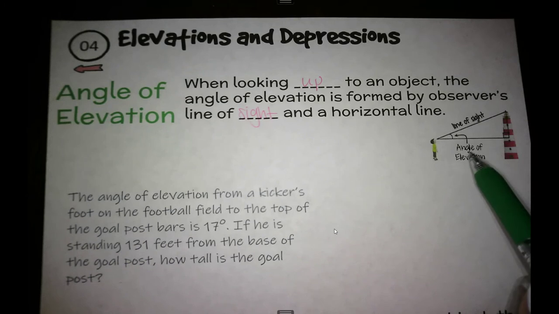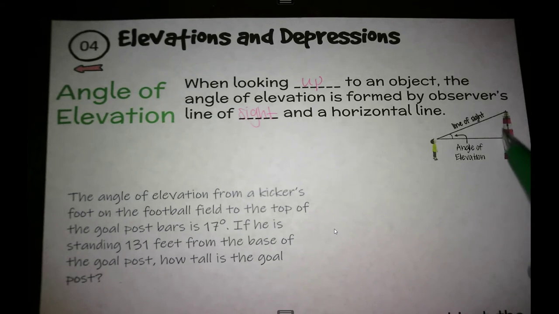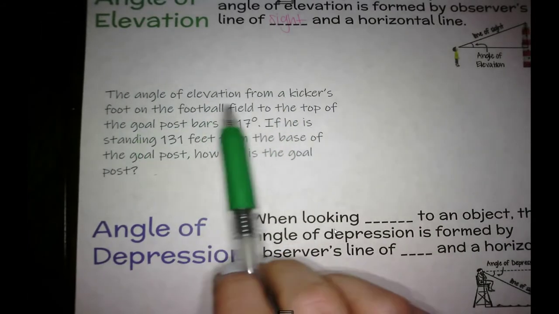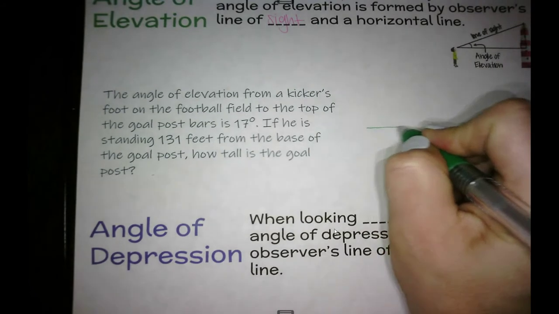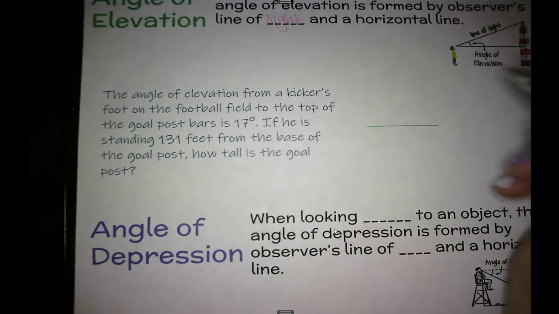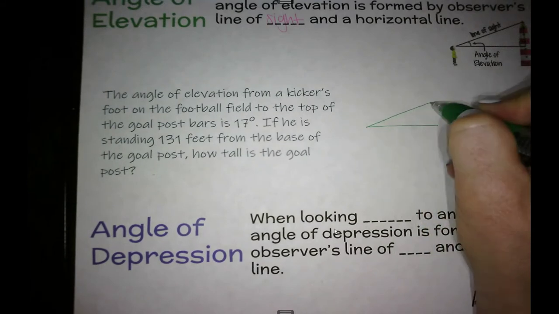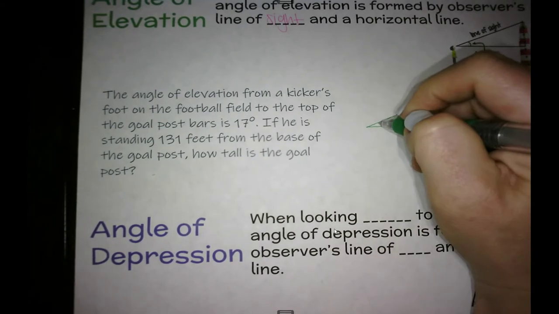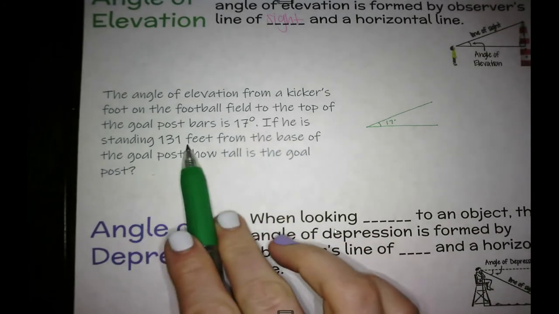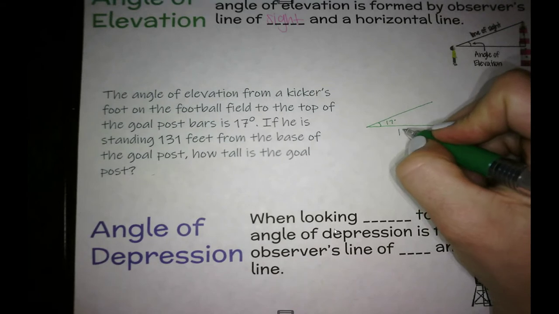This one's a little bit easy to see because it's going to be your line of sight when you're looking up, and then this would be kind of like your line of sight if you're just looking straight, and your object is going to be that other side. So the angle of elevation from a kicker's foot on the football field. So we're on a football field, and the angle of elevation from the kicker's foot is 17 degrees. He's standing 131 feet from the goal post.